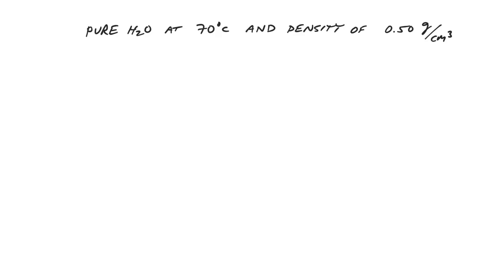Okay, how about this one? Pure H2O at 70 degrees C and a density of 0.5 grams per centimeter cubed. In this case, we clearly have one component, but how many phases? You might recall that by definition, the density of liquid water at 0 C is 1 gram per centimeter cubed. We don't expect the density of water to be much more than this at 70 degrees C. Yet the density of our system is only half that. This implies that the additional volume must be occupied by steam. So we have two phases.